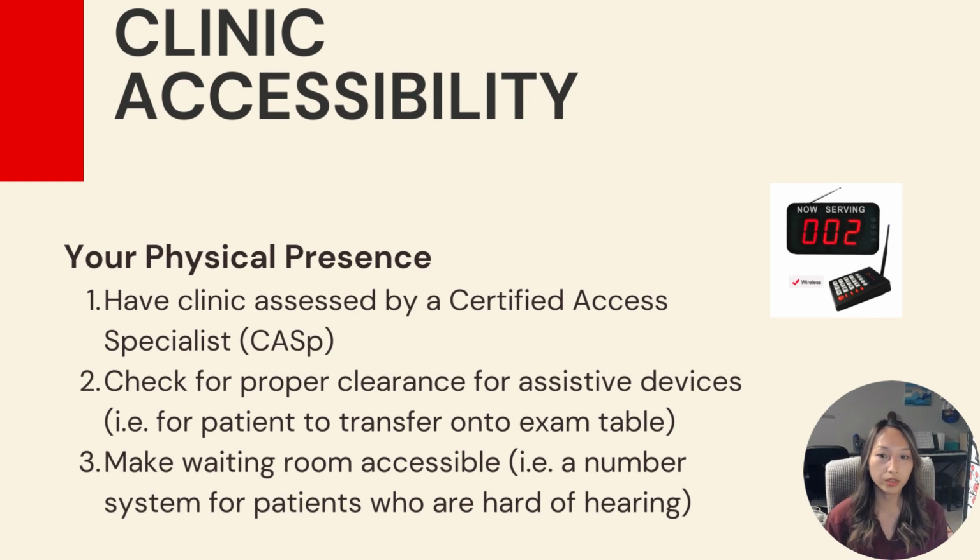Now, in terms of your physical presence, first is to consider having your clinic assessed by a certified access specialist or a CASP. This was one of the major recommendations that was given to us from the DRLC, because this is how you can make sure that things that you might not consider or think about are going to be taken care of for your patients before they come in. So for example, even just the height of sanitizing stations, they should be accessible to people who are in wheelchairs, and you might not realize that if you never had to think about it before.